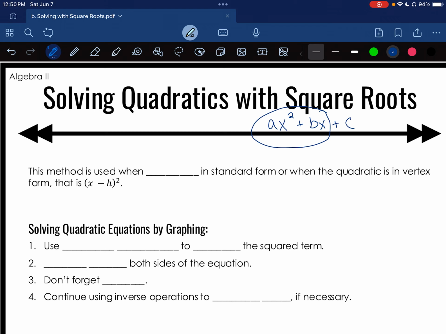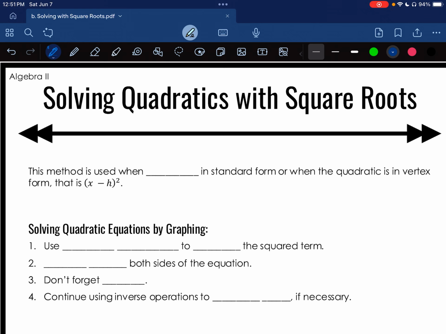And so because of that, there's no way to isolate the x's using our inverse operations we've talked about before, like adding, subtracting, multiplying, dividing. And so what we're going to do is talk about when we are able to use square roots. And then the rest of our methods will be about other ways to combat solving, since we have that pesky quadratic term, linear term thing going on.